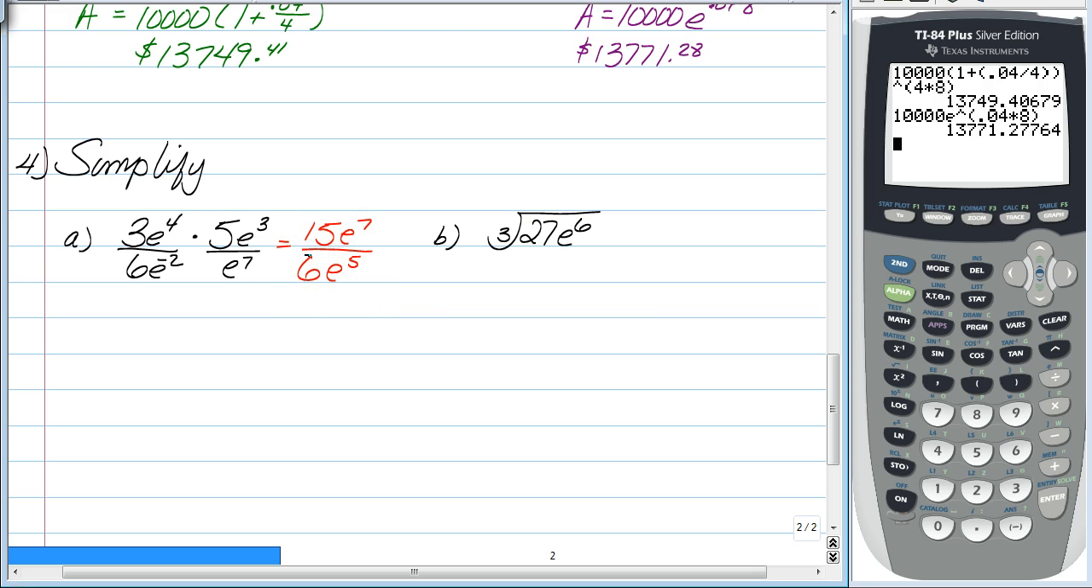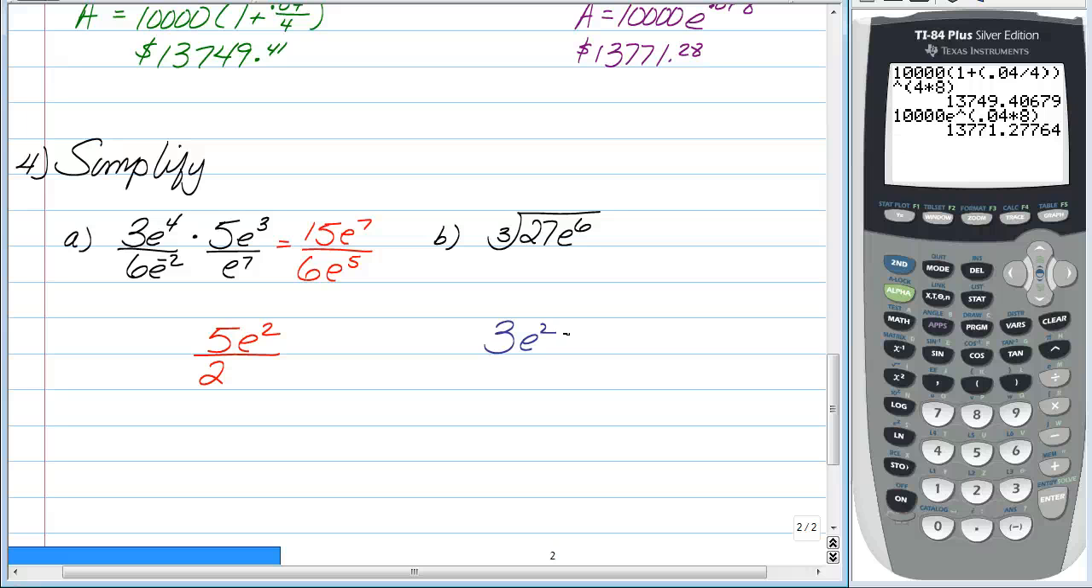And now we're just going to reduce our fraction here, so that's going to give us 5 halves. But now we have e to the 7th on top, e to the 5th on the bottom, so we're going to subtract, and since we have more on top, there's our more on top. That's it, you're done. And then this last example right here, the cubed root of 27 is 3. The cubed root of e to the 6th is e squared, and that's it. You're done. So you do not have to evaluate these. You just have to simplify them.